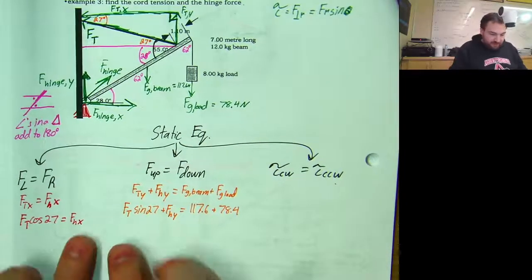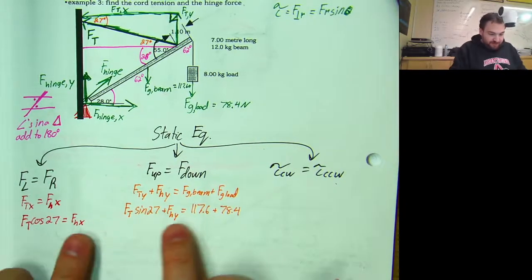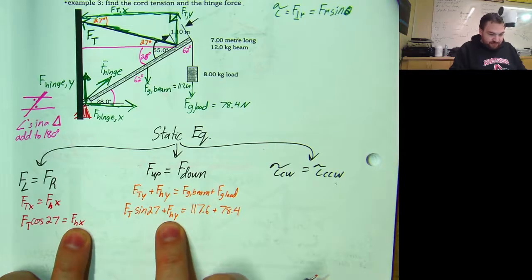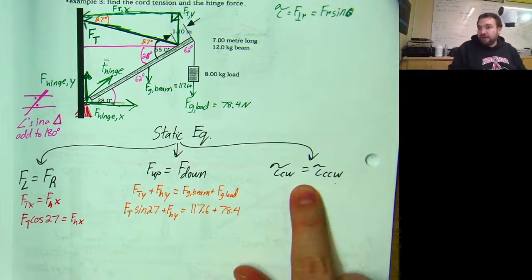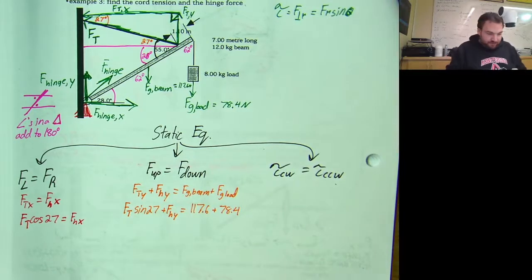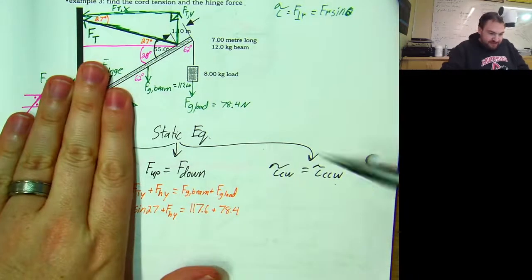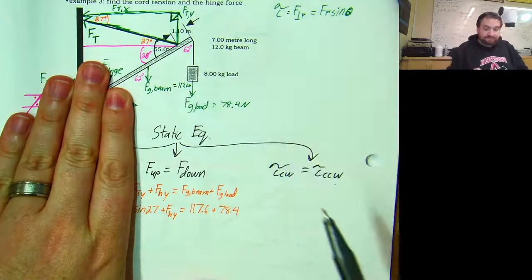So I've got things I don't know. I've got my force tension there, and I've got my hinge X and my hinge Y. And now I've got my counterclockwise and clockwise torques. Now I put the hinge here, which eliminates this, so I just have these 2 and that guy.